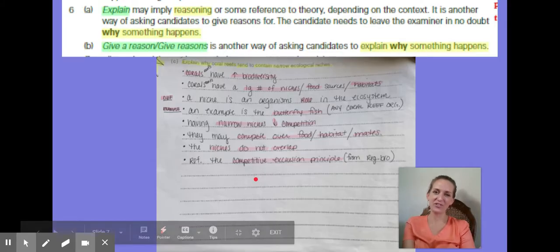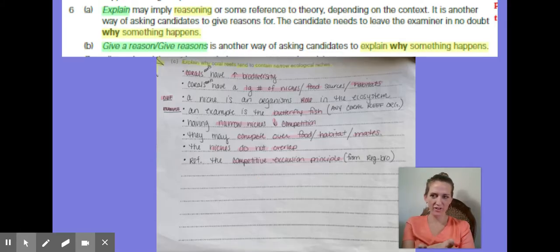If they said give reasons for, it's another reason of explaining why, right? If you said, okay, what's your reason for thinking that? You're actually asking somebody, why are you thinking that? Give me your reason. Give me your rationale.